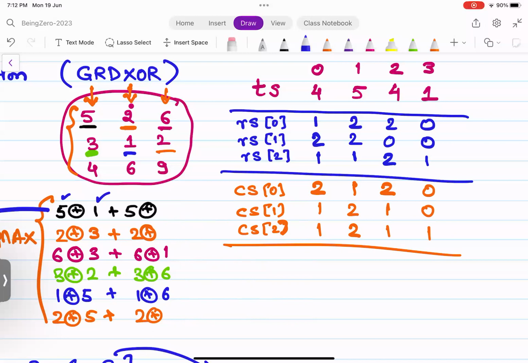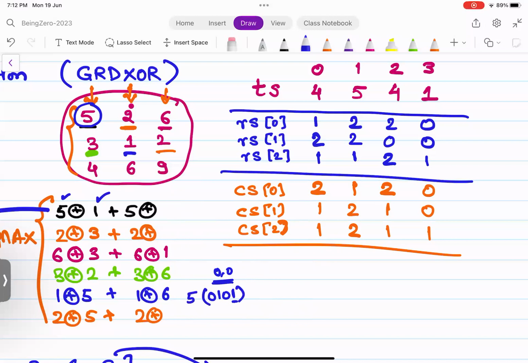Now using this information, let's see how we can find the XOR answer easily. For this 5 we want the answer. That means we are talking about 0's answer. So for this 5, what XOR value will it give? 5 is 0, 1, 0, 1. Okay, so let's look at the rightmost bit, the 0th bit.